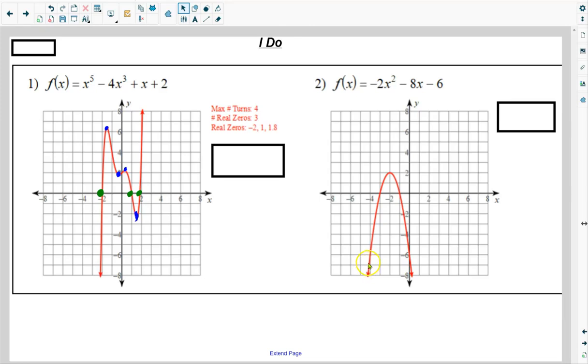Follow the graph from left to right. We're going up, we turn. So it looks like we have just one turn. All right. As far as zeros, we have 1, 2 of them. And what are they specifically? -3 and -1. Okay, so let's check. 1 turn, 2 real zeros at -3 and 1.